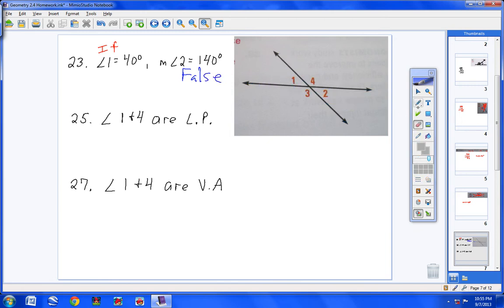All right, let's take a look at number 25. Angles 1 and 4 are a linear pair. Well, here's angle 1, here's angle 4. I've got a straight line with one ray coming off of it. These two angles are definitely a linear pair. Angles 1 and 4 are vertical angles? Well, that can't be, folks. We just established that angles 1 and 4 are a linear pair. Angles 1 and 2 are vertical angles. Angles 4 and 3 are vertical angles. But angles 1 and 4 are not vertical angles. That's false.